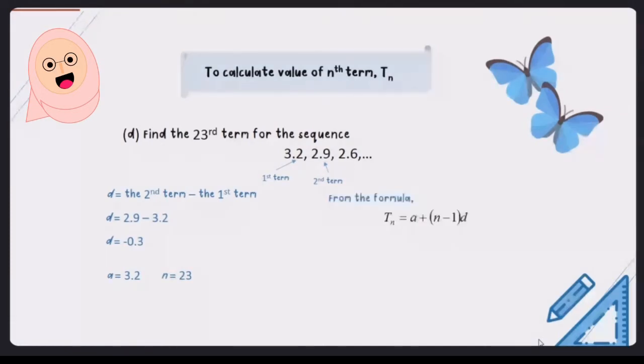From the formula Tn equals A plus (n minus 1) times D, we can substitute the n, the A and the D into the formula. So the 23rd term equals 3.2 plus (23 minus 1) times negative 0.3, and we can get that the 23rd term from the equation is negative 3.4.